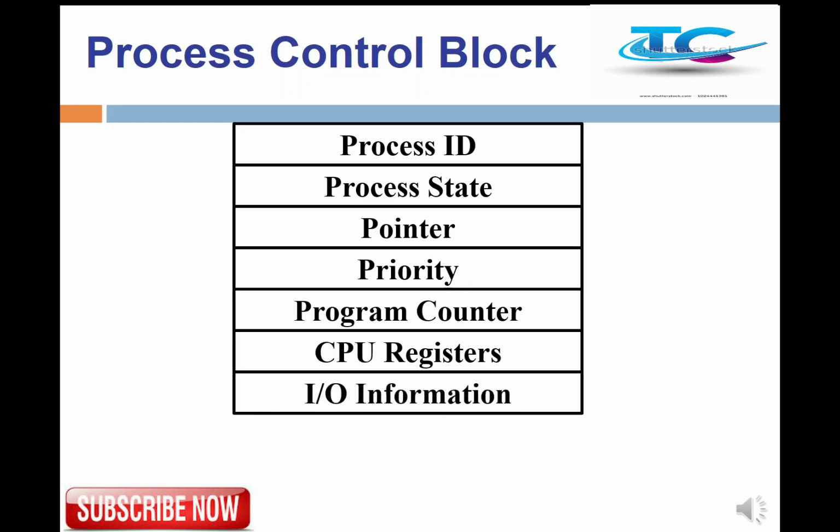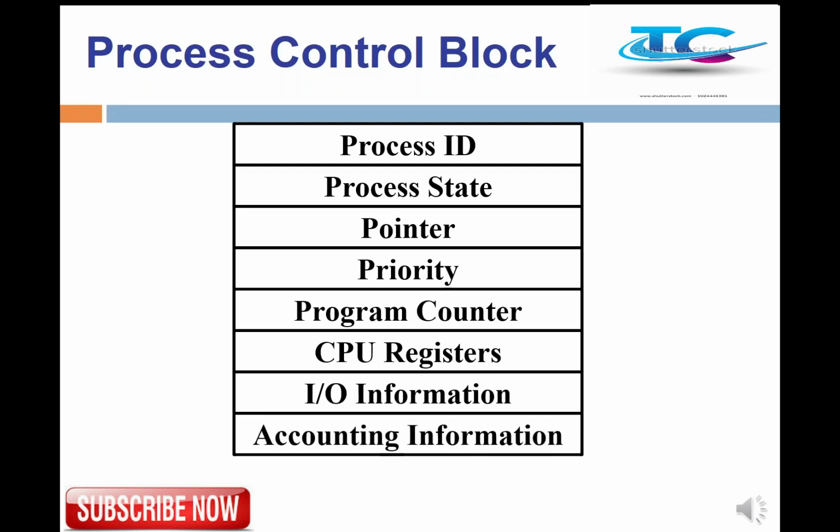The next is I/O information, which includes a list of input-output devices allocated to the process. The next is accounting information. It includes the amount of CPU used for process execution, time limits, etc. There is various other information which contains memory management, memory limit, etc. With the help of this complete picture, we can understand the basic concept of process control block and how this block keeps entire information about the process.